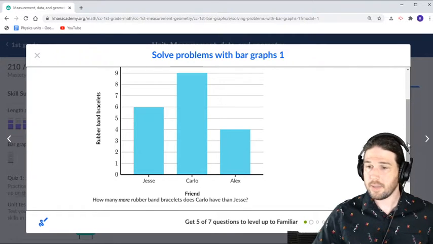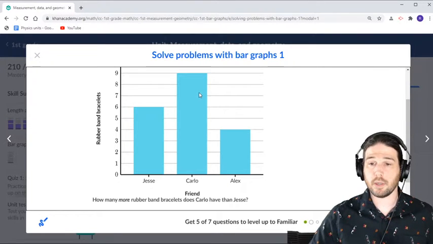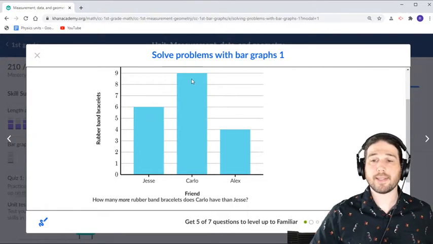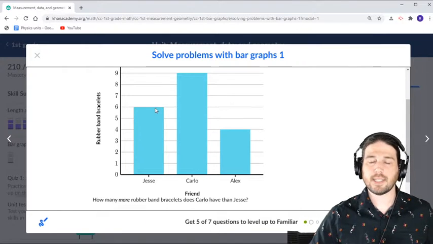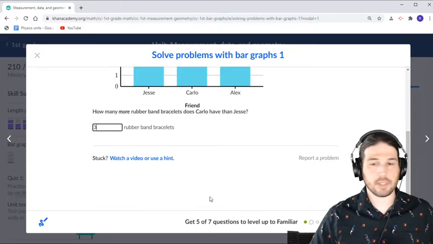Let's see. How many more rubber band bracelets does Carlo have than Jesse? I see 3, right? 1, 2, 3. Or we could say that Carlo has 9, Jesse has 6, 9 minus 6 is 3. Either way, the difference is 3 rubber band bracelets.